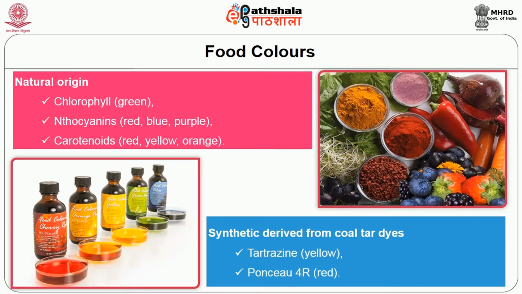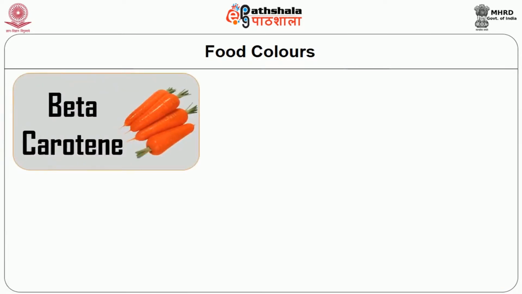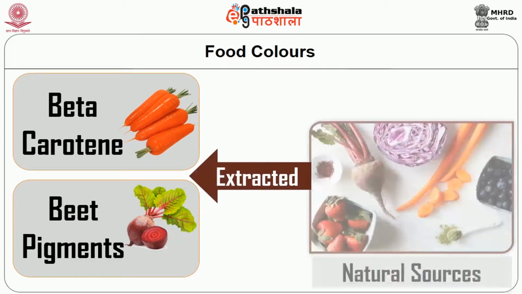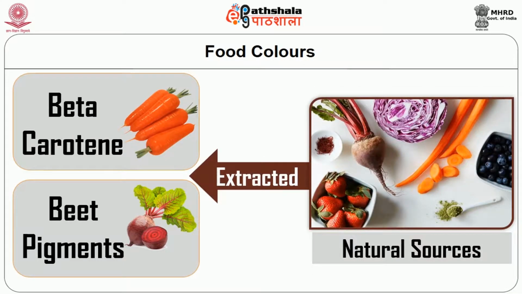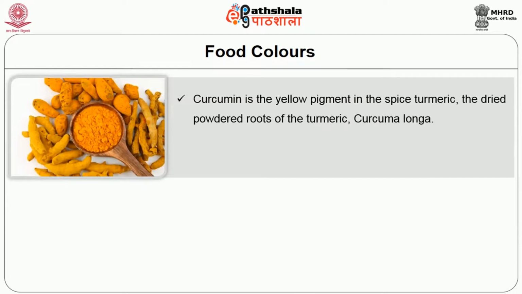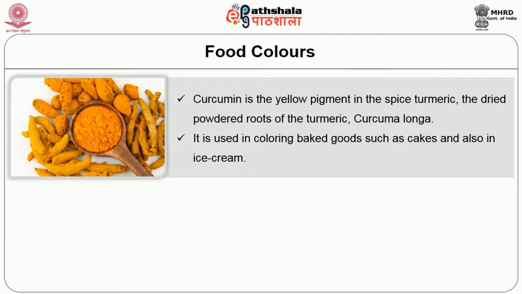However, the list is shrinking day by day due to rigid specifications on the use of artificial or coal tar dyes as food colorants. This has paved the way for natural colors. Pigments such as beta carotene and the beet pigments are extracted from natural sources. Curcumin is the yellow pigment in the spice turmeric, the dried powdered roots of turmeric, that is Curcuma longa. It is used in coloring baked goods such as cakes and also in ice cream.